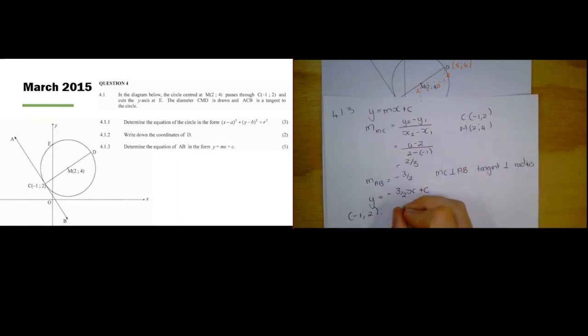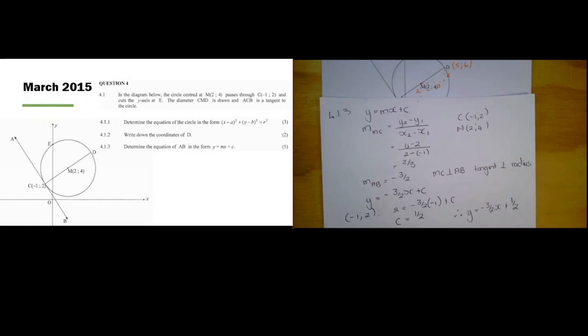So 2 equals negative 3 over 2 times negative 1 plus c. And that means c works out to be a half. So what is my final formula? y is equal to negative 3 over 2x plus a half.